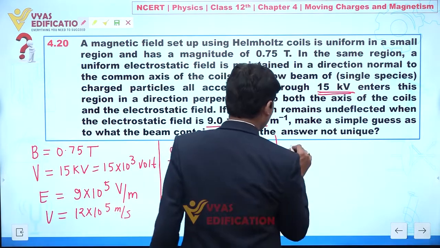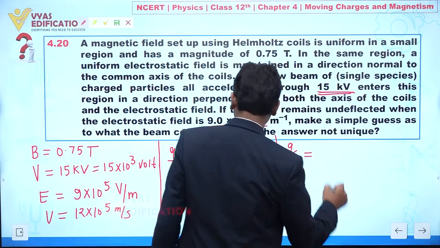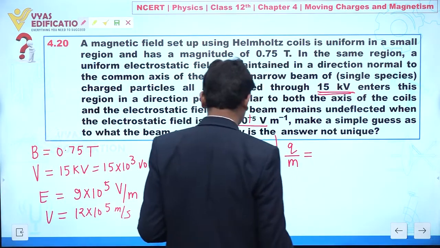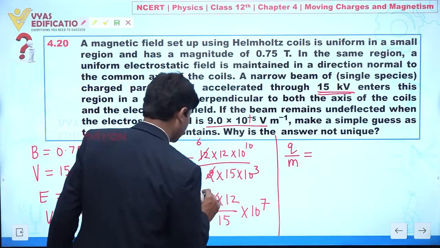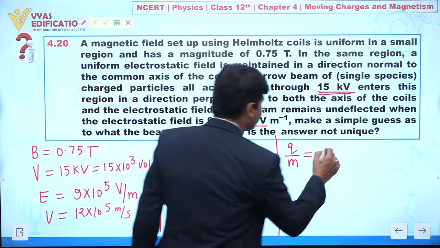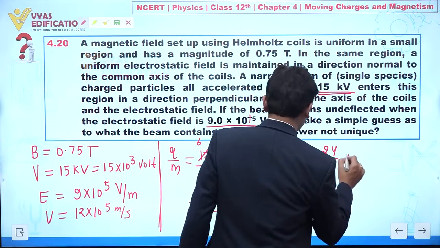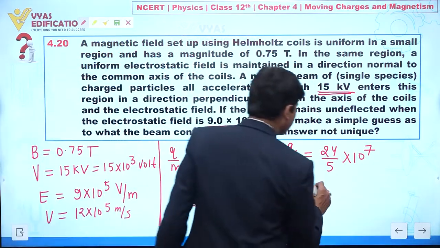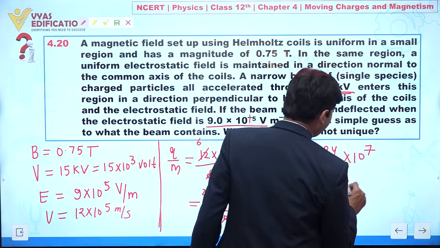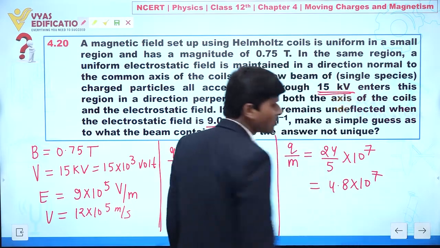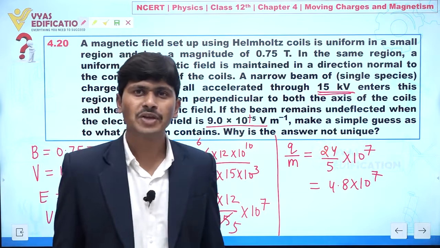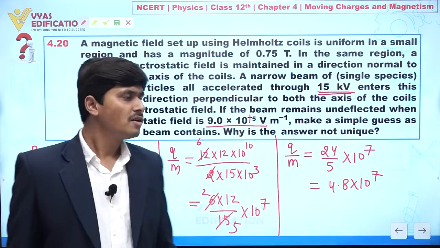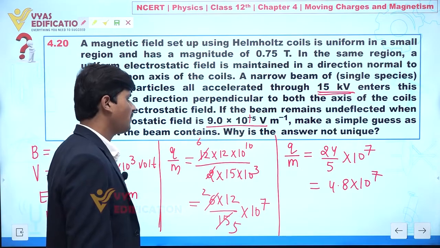So Q by M is equal to this. If you calculate it, you can easily get the answer. If we cut by 3, this is 2 and this is 5, so 24 by 5 into 10 to the power 7. Clear everyone? So this is equal to 4.8 into 10 to the power 7. So the charge to mass ratio in this question is 4.8 into 10 to the power 7.